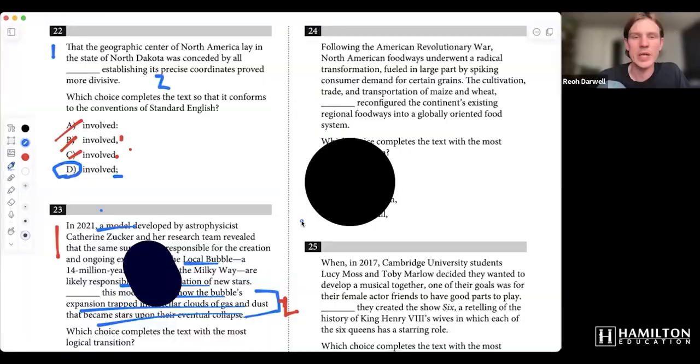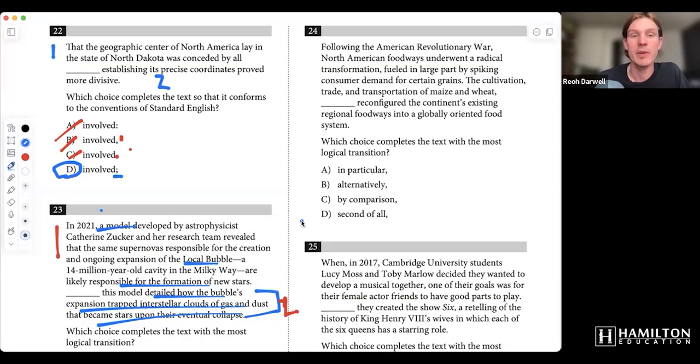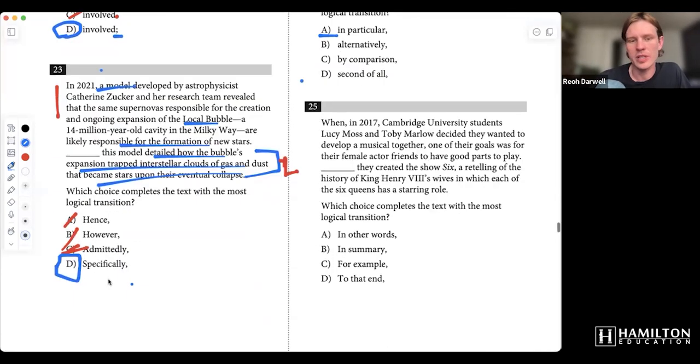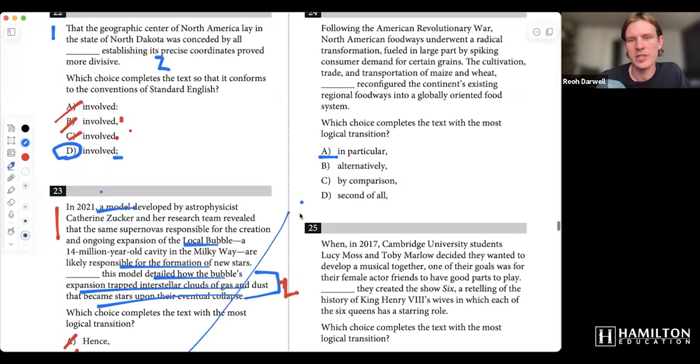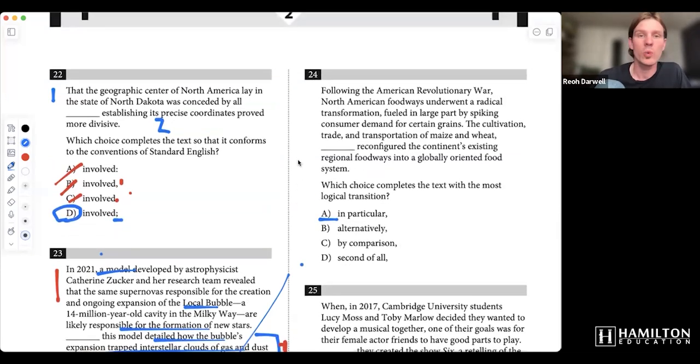All right, so if you missed question 24, I suggest you also watch my video for question 23, because I go really in depth about what kind of transition categories we have. Our correct answer here is "in particular," which is really similar to "similarly," okay? So we are emphasizing or clarifying what something is. There was a spiking consumer demand for certain grains. In particular, these grains were maize and wheat, right?